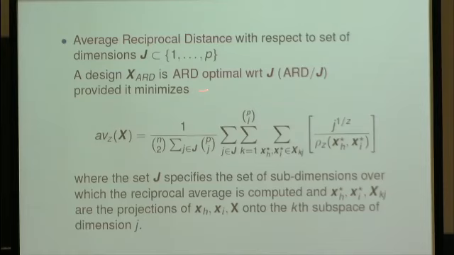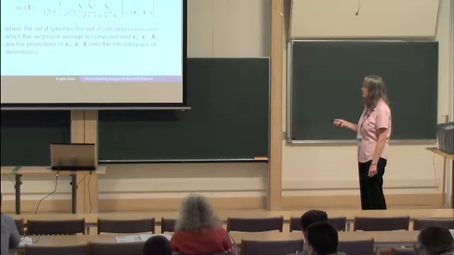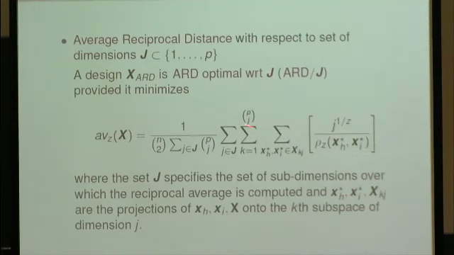So if we go back to the formula here, what we're looking at is the reciprocal distance between two design points projected into a certain subspace of dimension little j. Now this is normalized because distances in one dimension are not the same as distances in two dimensions and so on. So we normalize that distance, we add over all the design points in that subspace, we add up over all possible subspaces of dimension j, and then we add up over all of the dimensions of interest, and then take the average, and that's the average reciprocal distance.